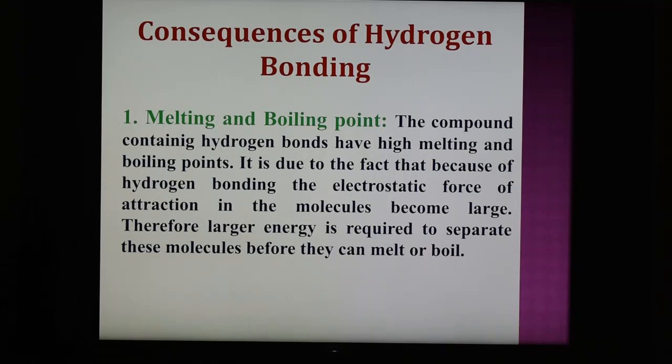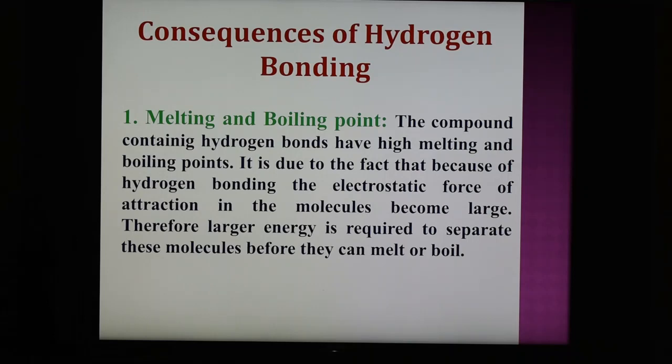Now two compounds are there. One compound has hydrogen bonding, the other compound has no hydrogen bonding. The compound which contains hydrogen bonds has a much higher boiling or melting point. Therefore, compounds containing hydrogen bonds have high melting and boiling points. It is due to the fact that because of the hydrogen bonding, the electrostatic force of attraction in the molecule becomes large, and therefore larger energy is required to separate these molecules before they can melt or boil, and this is the reason their melting and boiling points are higher.